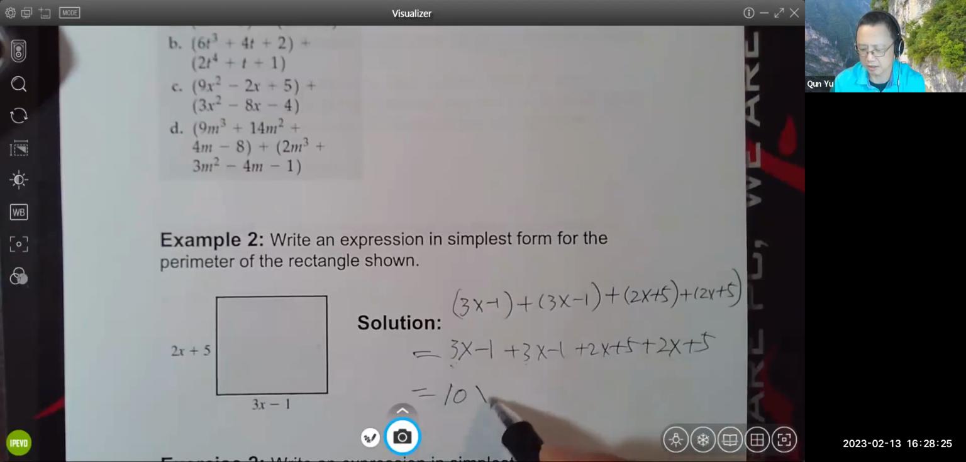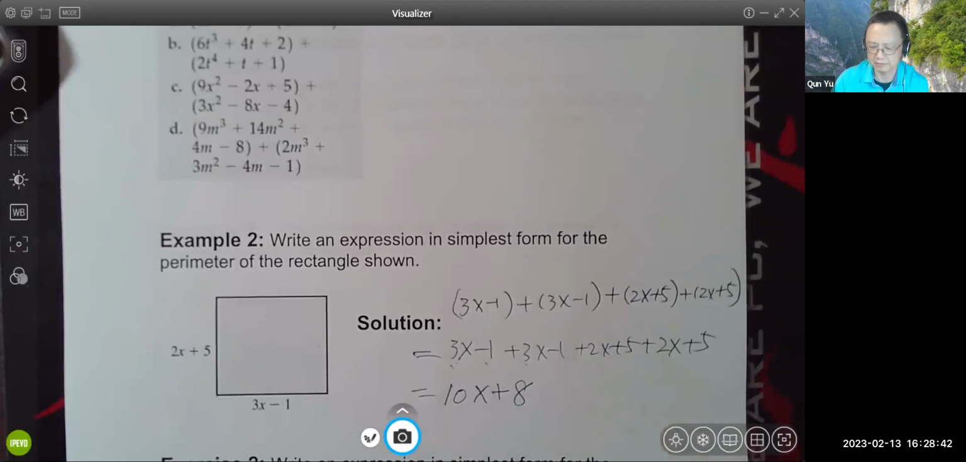We got 10x. Minus 1 minus 2, totally minus 2. But these positive ones are 10. 10 minus 2, that's positive 8. So that's our final answer. Total length, whatever that x is.